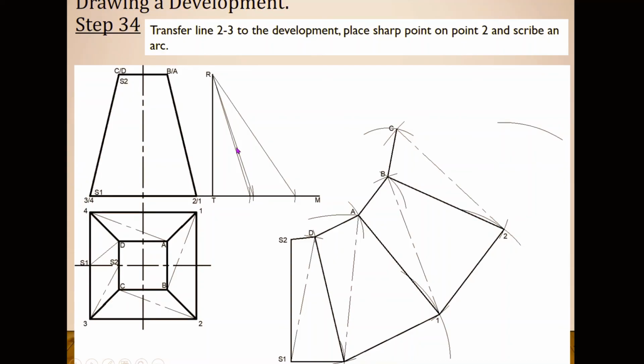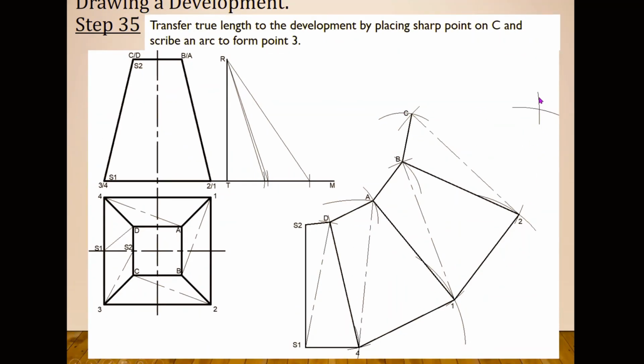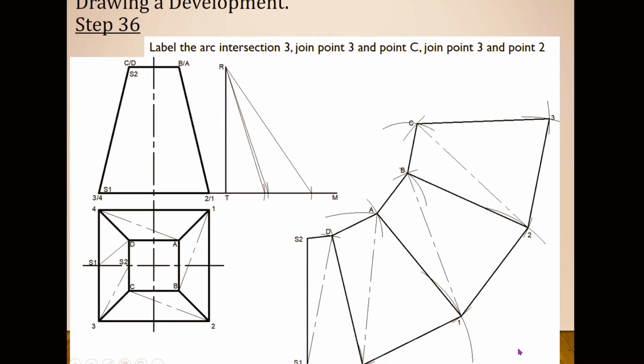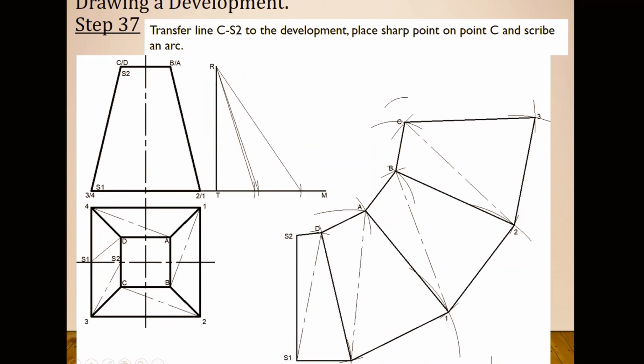You measure, you place your compass here, you place your sharp point, you place your lead there, you place your sharp point here, and then you scribe an arc. When you scribe an arc, this is the point that you're going to get, and this point is going to be point number 3. Then you join a line, you will have point number 3, and again you join the line, so you have this line C3, and you have line 2, 3. And you do the very same thing.